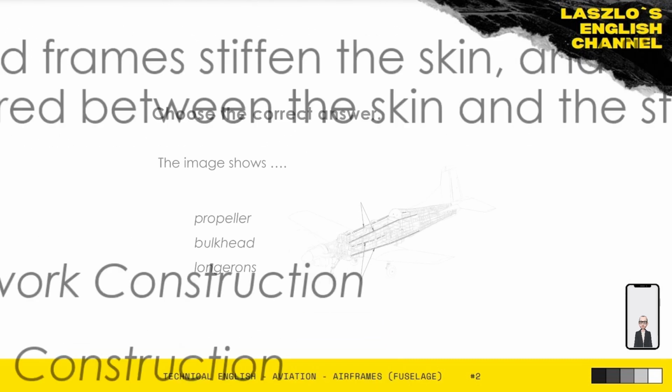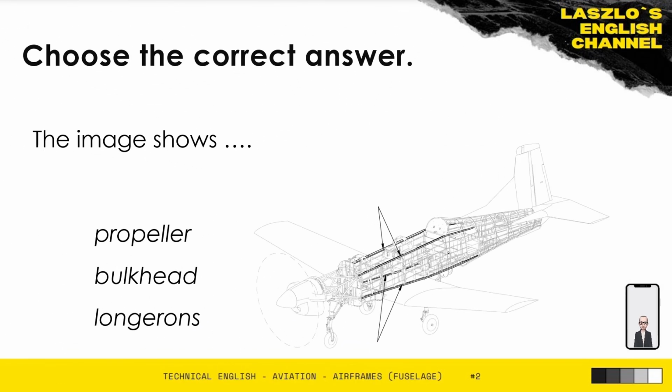And we have got one more here. So what does this image show? Propeller, bulkhead or longerons? These are of course the longerons in this picture right here.